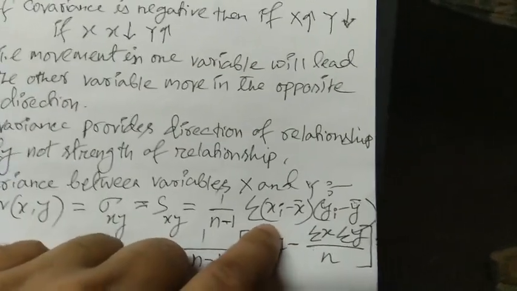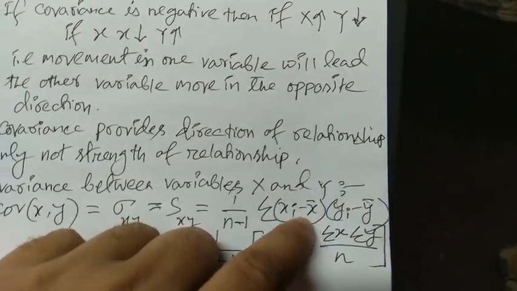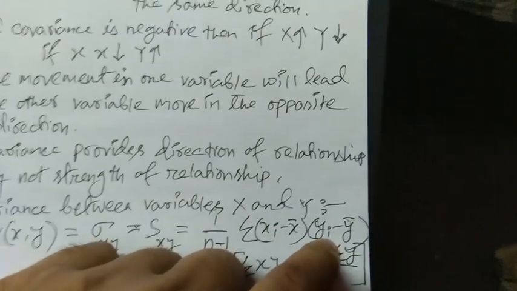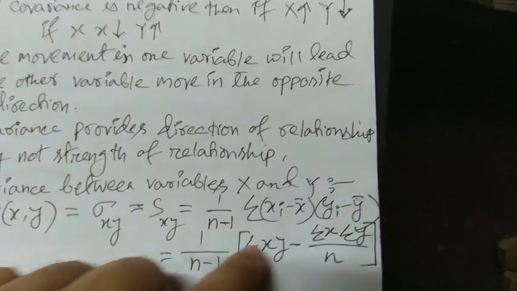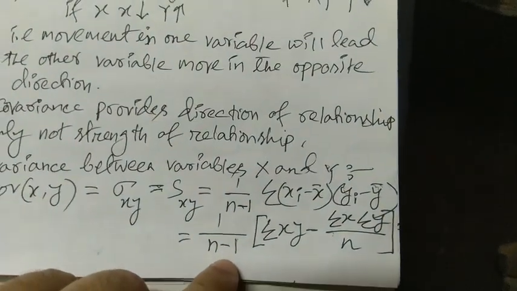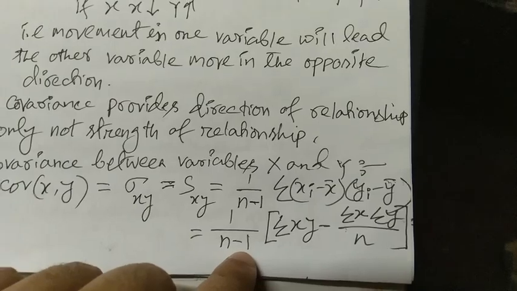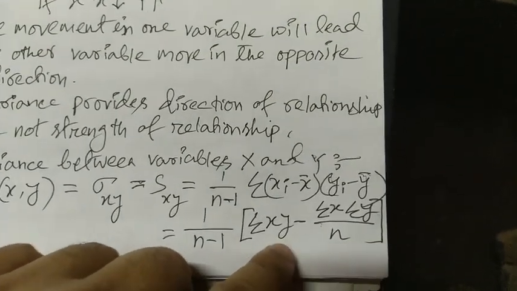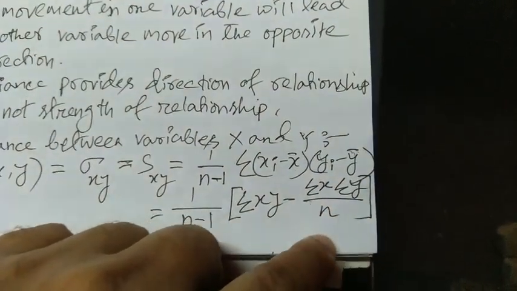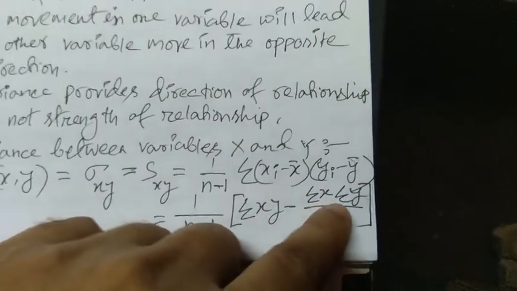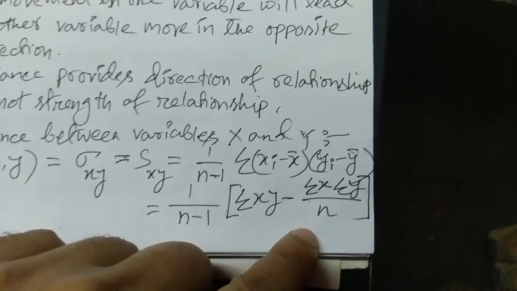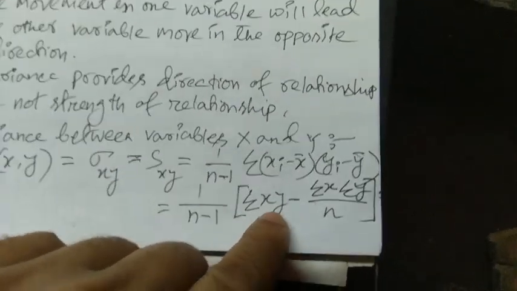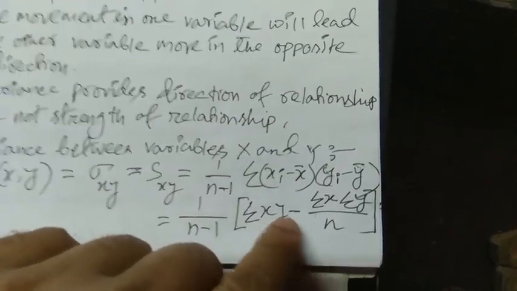This formula is the summation of xi minus x bar, that is, the deviation in x from the mean, multiplied by the deviation in y from the mean. Another shortcut formula that we can use is 1 upon n minus 1 multiplied by the summation of xy minus the summation of x times the summation of y divided by n. In this course, we will use the second formula because it is the easiest.